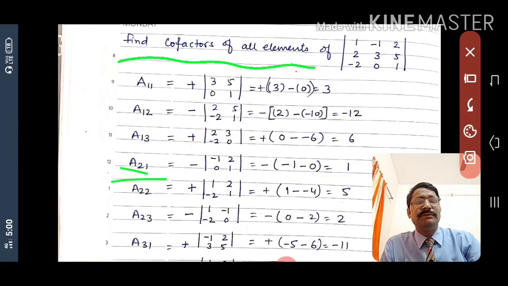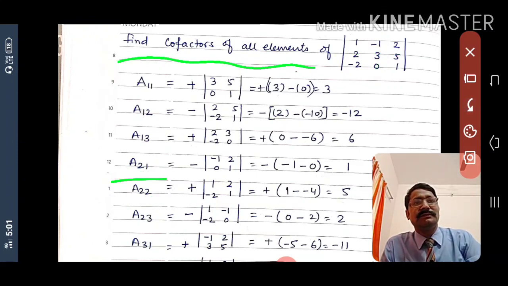A21. A21 will be equal to second row and first column will not take. Remaining elements you will write here, that is 2 and 1, sum is odd number, so you write outside this negative. Now these remaining elements are minus 1, 2, 0 and 1, that you will write, and cross product you will get answer 1. Same as it is, we have next is A22. We have to find A22, means second row and second column elements you will not write. Remaining elements you write, and then you cross product you will get here 5.